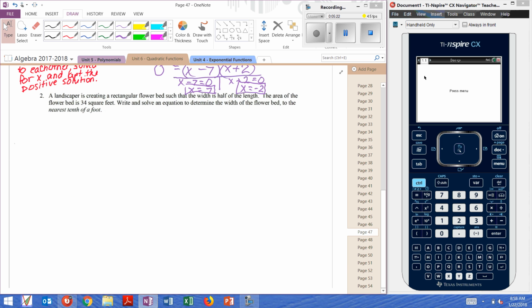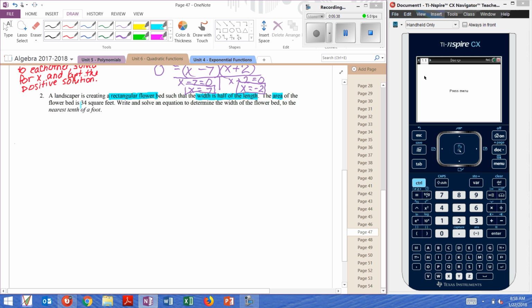Okay, number two, a landscaper is creating a rectangular flower bed, all right, rectangular flower bed, such that the width is half of the length. Okay, some key important words. It tells us the area.